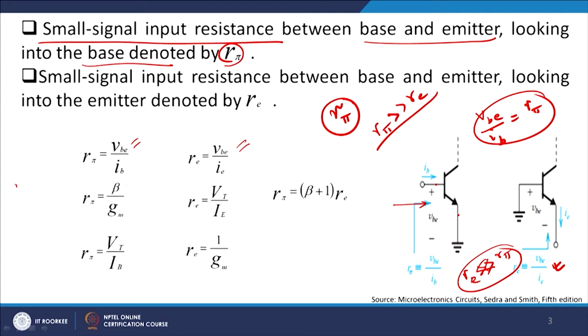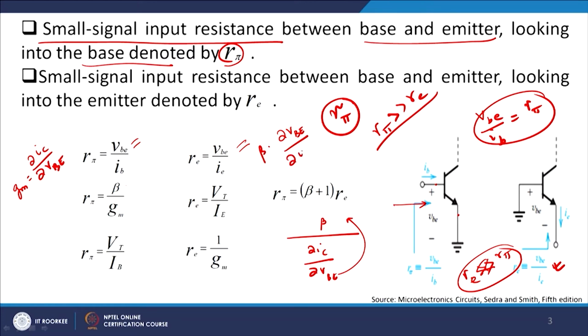If you remember, gm was, what was the definition, del IC by del VBE, right. So, if you put del IC by del VBE here, what do I get? I get beta divided by del IC by del VBE. So, this del VBE goes to the numerator, I get del VBE at the top, divided by del IC, multiplied by beta, right. This you get.